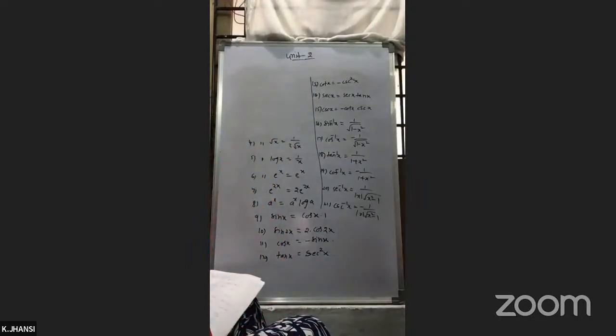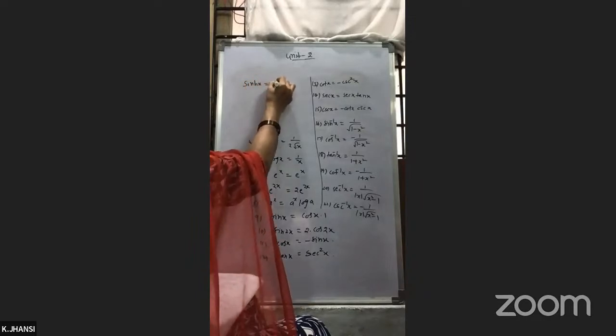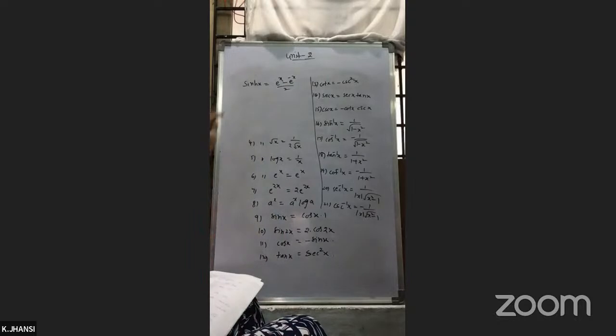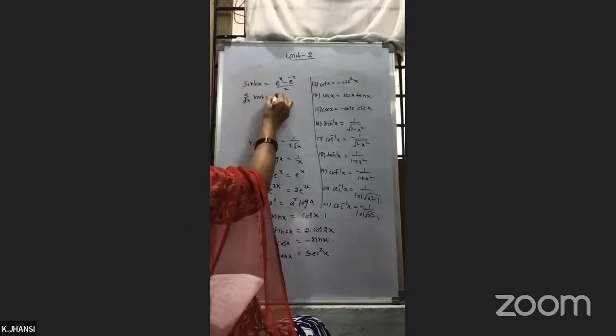Even you remember these also. Sin hx, we can write it as e to the power of x minus e to the power of minus x by 2. This proof is also there in your textbook. How did you get this? The differentiation of sin hx is cos hx.